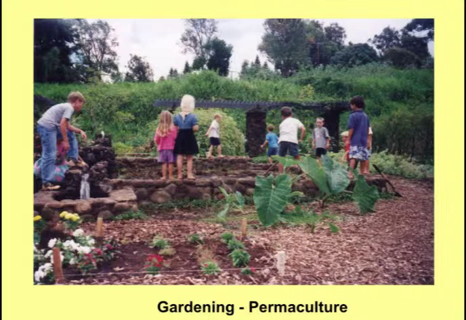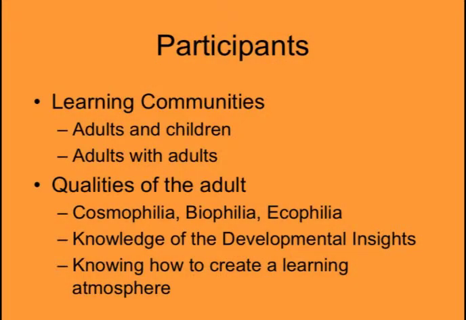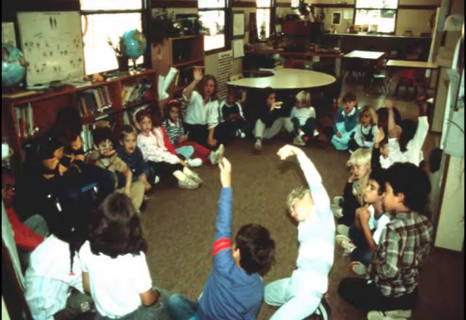Our next circle represents the participants, the individuals that comprise the community. The participants in a learning community include adults with children and adults with adults. The qualities of the adult that may be developed include cosmophilia, the love of the cosmos, biophilia, the love of life, and ecophilia, the love of the systemic integration. Knowledge of the developmental insights, and knowing how to create a learning environment. A learning community is built by young people and adults. All are teachers and learners.